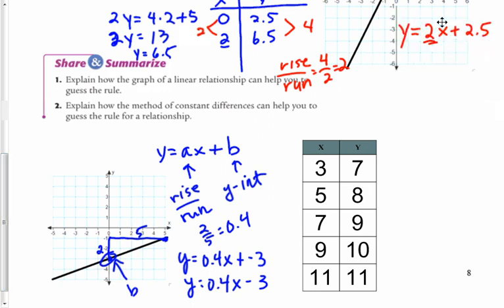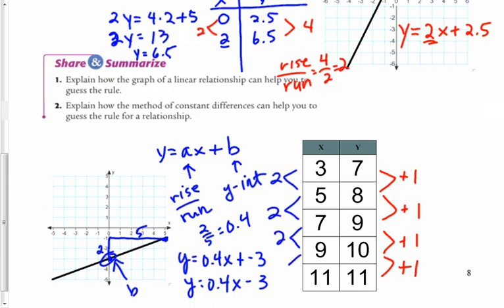And then the second question says, explain how the method of constant differences can help you guess the rule for a relationship. Okay, so the constant differences in this table as an example, and you can just copy down this table. 8 minus 7 is positive 1, 9 minus 8 is 1, so my constant difference in the y values is 1. So the constant difference in the y's is 1. The constant difference in the x is, they're going up by 2 every time. Y goes up by 1.